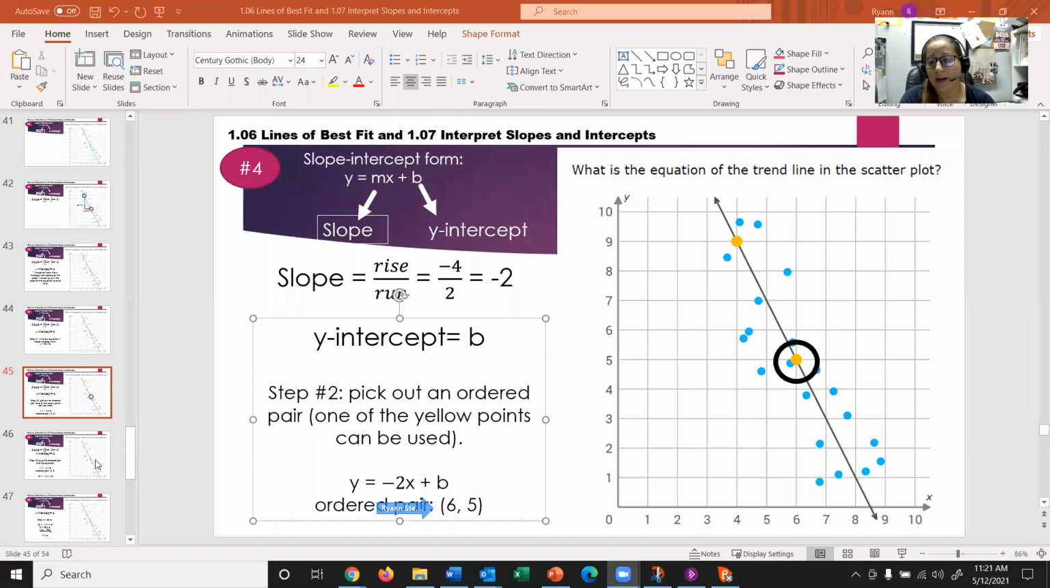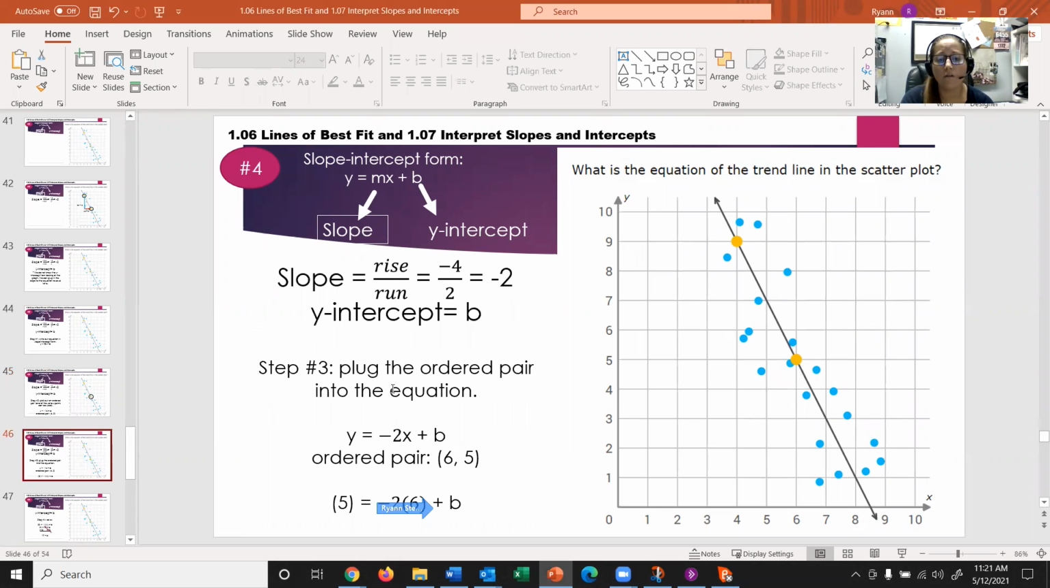Now we're going to get into step number 3. Step number 3 is where we're going to start solving for what B is going to be. And how we solve is we're going to plug that ordered pair that we picked out from the graph, from the line, into the equation. And remember, this is also with the assignment from the first assignment we did for second semester.